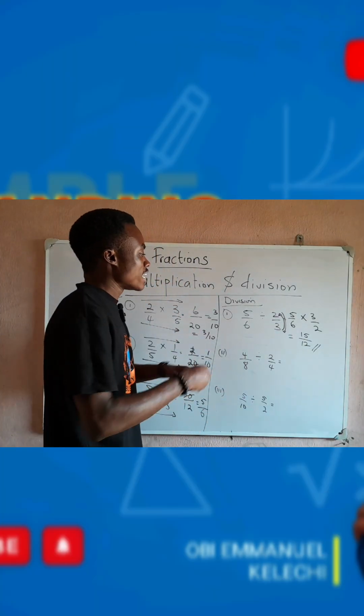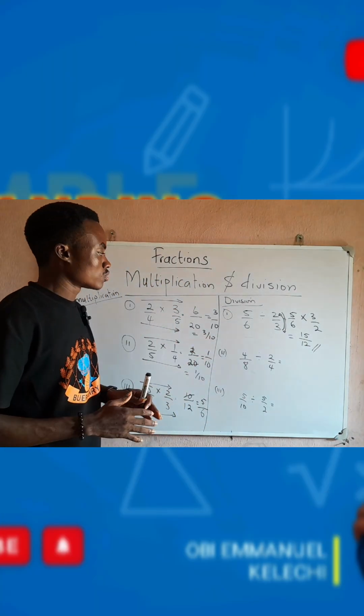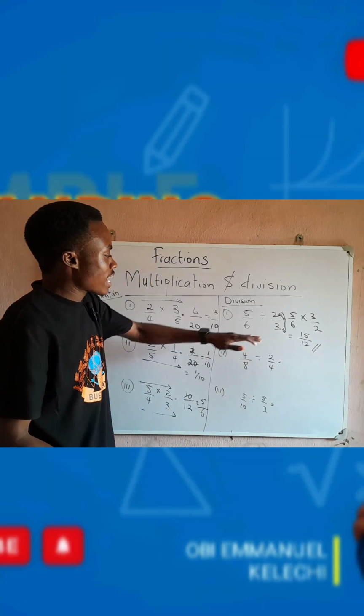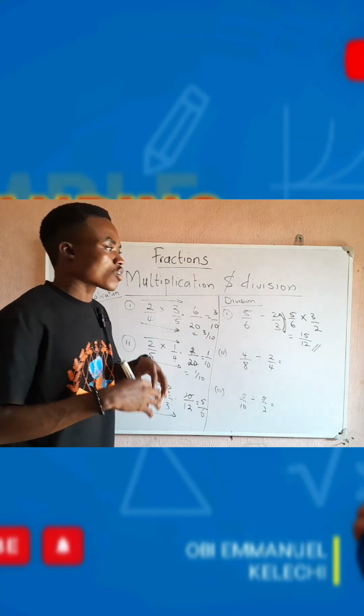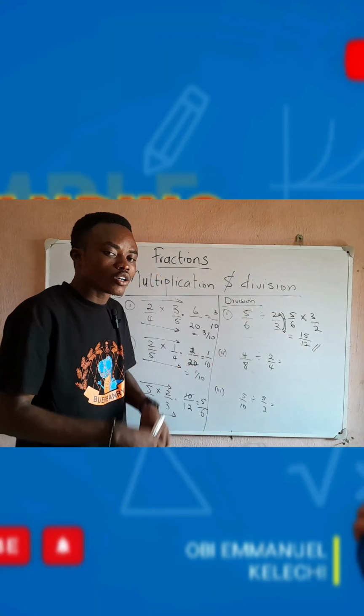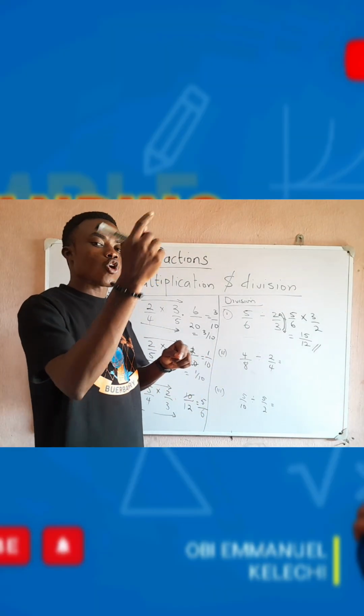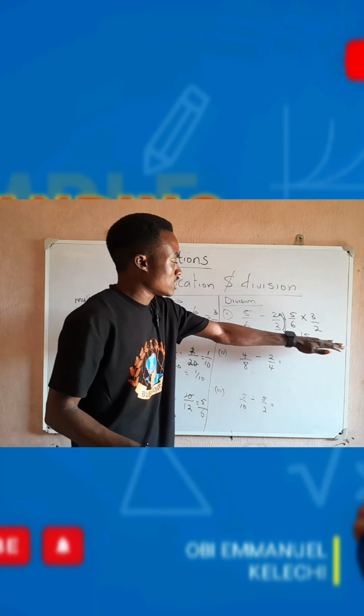Let me come again. In the law of division in fractions, when you are having division, you must convert it to multiplication. And if you are converting it to multiplication, the down number will go up and the up number will come down. And that's what we did here.